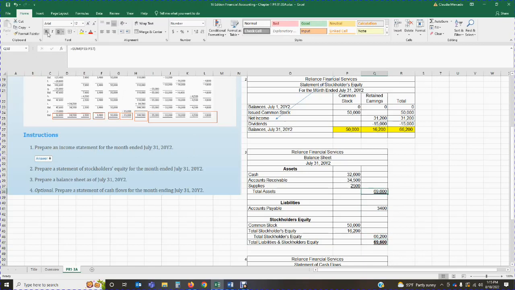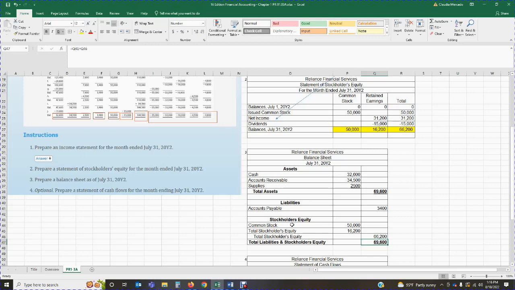Remember, per the accounting equation, your total assets need to equal your total liabilities and stockholders' equity. Okay? So that number and that number need to be the same. If they're not, your accounting equation is not in balance. Okay? So make sure that you pick up the correct numbers and that you are in balance. So this is the completed balance sheet. It includes three sections: assets, liabilities, and stockholders' equity.